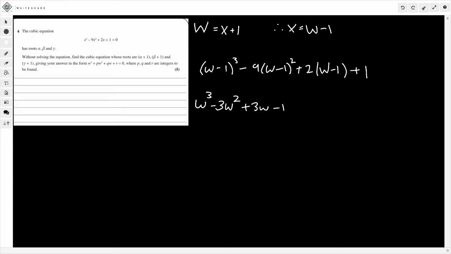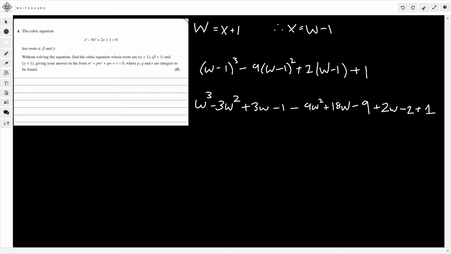Now it's minus 9W squared plus 18W minus 9, and then we have plus 2W minus 2, and then finally a plus 1 at the end.